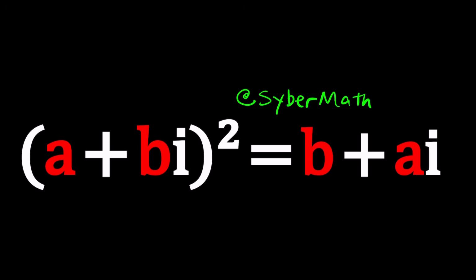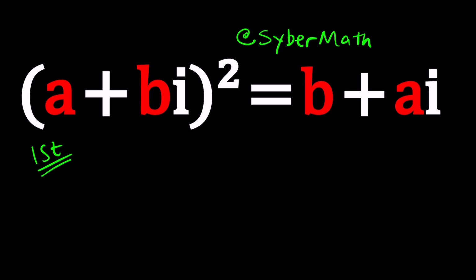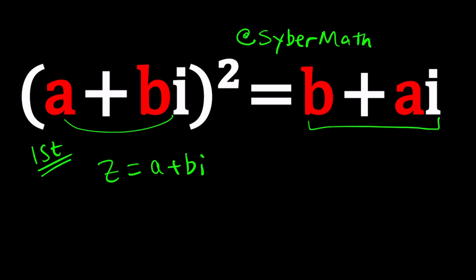All right, great. Let's start with the first method. For my first method, I'm going to start by setting this equal to z. So suppose z is equal to a plus bi. So here's my goal. My goal is to find b plus ai in terms of z. In other words, I start with a plus bi equal to z, then b plus ai looks like what, in terms of z, of course? How can I do that?